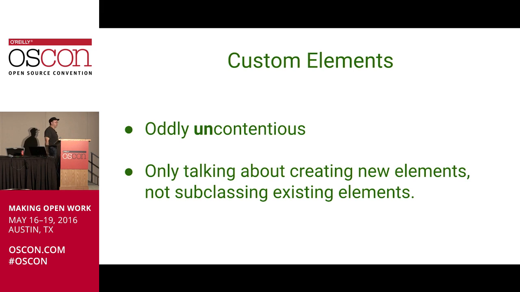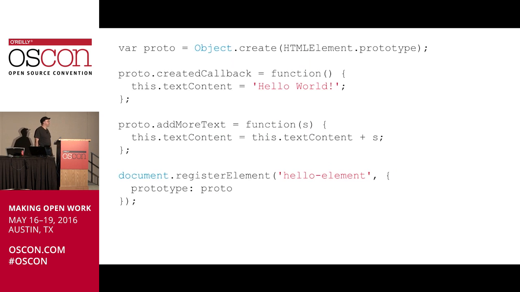So that brings us to our third thing, which is custom elements. Oddly uncontentious, given the amazing power that it has. And in this case, we're only talking about creating new elements, not subclassing existing elements. So how do you do this? This is the API for it. You create an object that is based on the HTML element prototype, which makes sense. We're creating HTML elements.